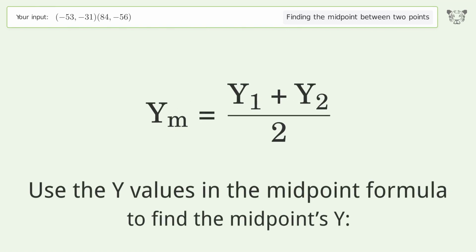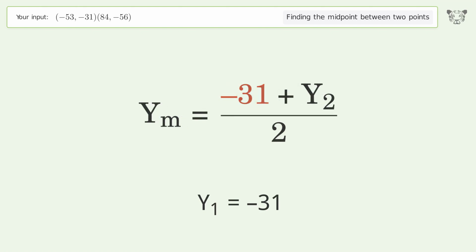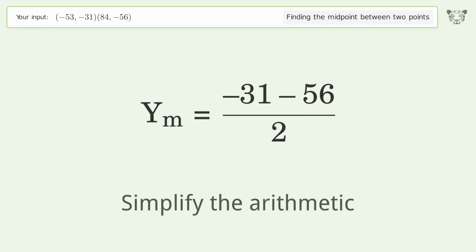Use the y values in the midpoint formula to find the midpoint's y. y1 equals negative 31. y2 equals negative 56. Simplify the arithmetic.